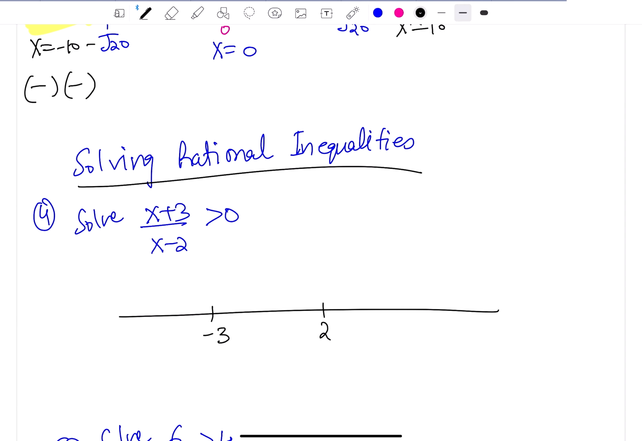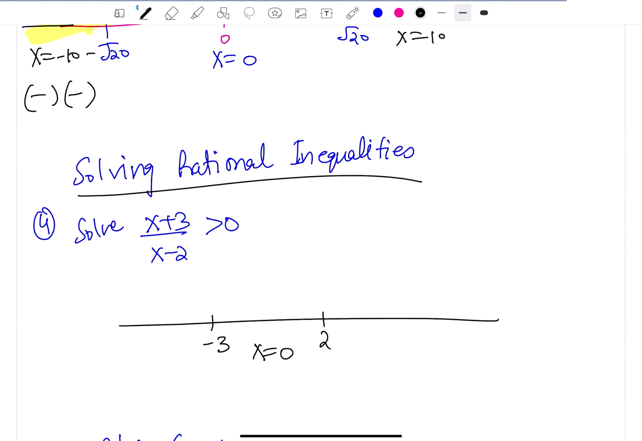Let's figure out the test points, test values. In between, I can pick x as 0. If I plug x as 0 in here, my left-hand side becomes 3 over negative 2, which is a negative number. And to the right, I can pick x as 4. 4 plus 3 is positive, divided by 4 minus 2, which is also positive. Positive divided by positive is going to be positive.